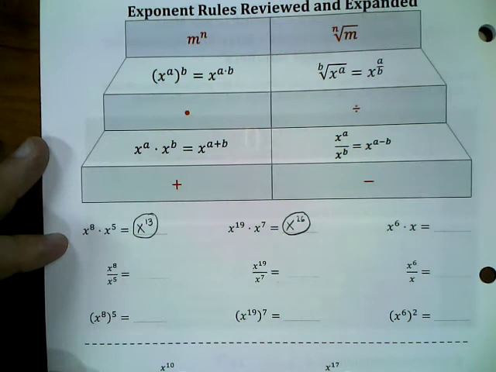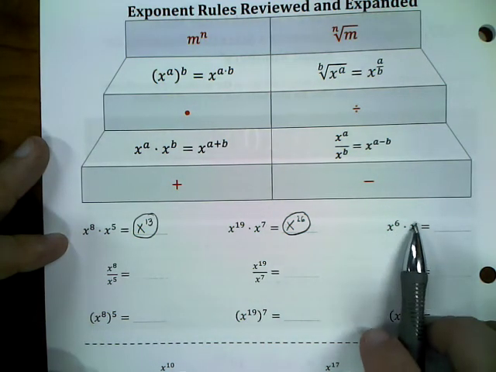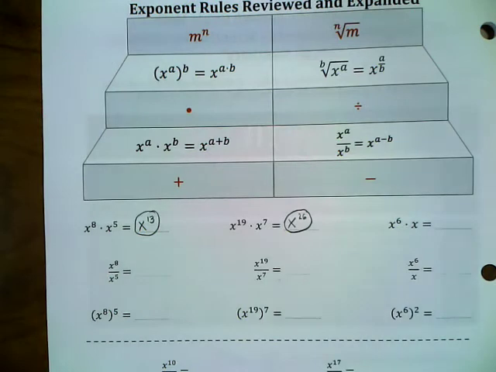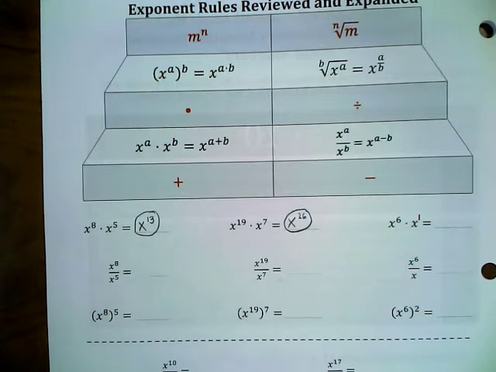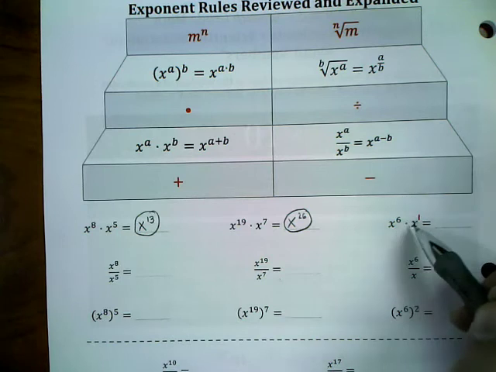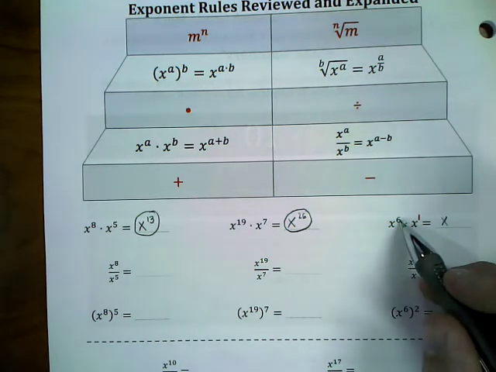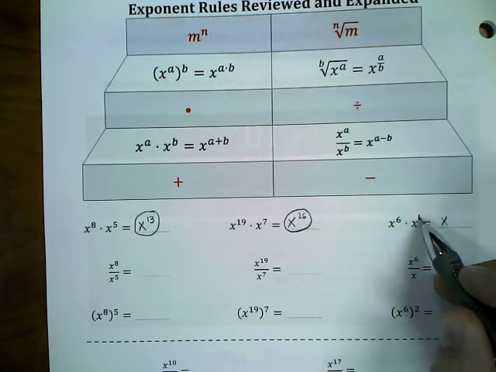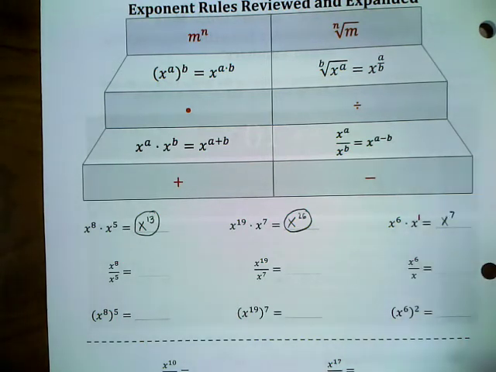And then our last one here in this row, x to the power of 6 times x. Now this doesn't look like a power. However, if we imagine an invisible 1 there, then we can see what power this really is. So x to the power of 6 times x will become x to the power of 6 plus that invisible 1. So this actually would become x to the power of 7.